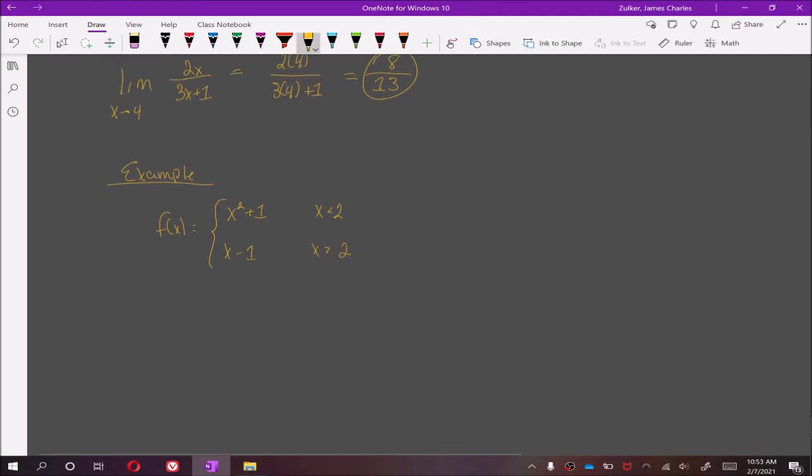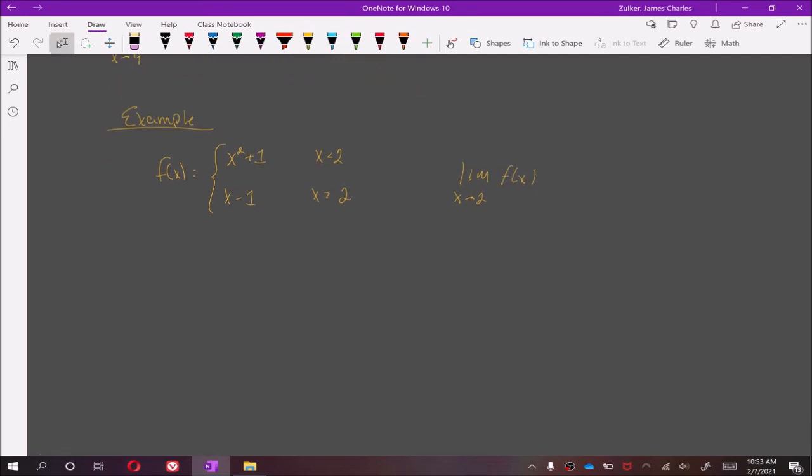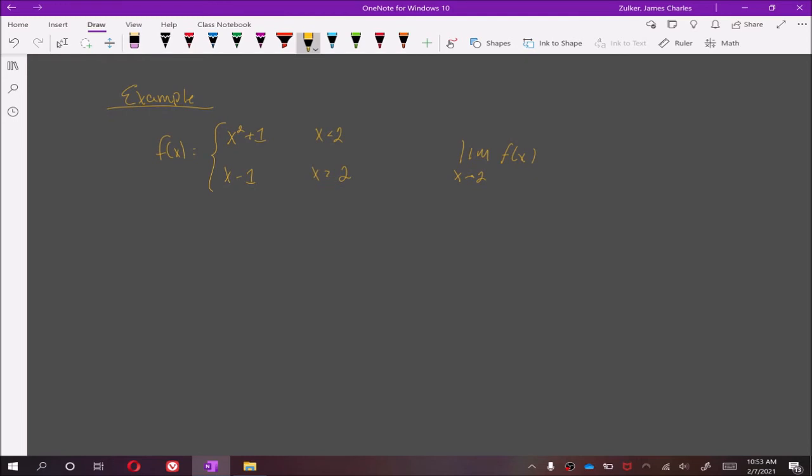And we want to find the limit as x approaches 2 of f of x. So to do this, what we need to do is check the one-sided limits. So let's first look at the limit as x approaches 2 from the left. Well, if we're approaching from the left, that means that x is less than 2. So we're really taking the limit of x squared plus 1. That is 4 plus 1, which is 5.